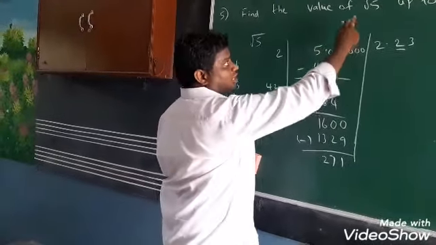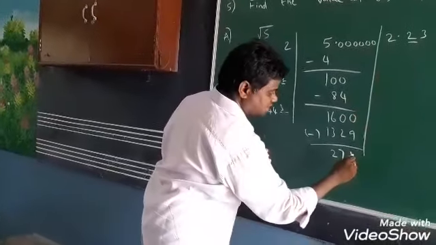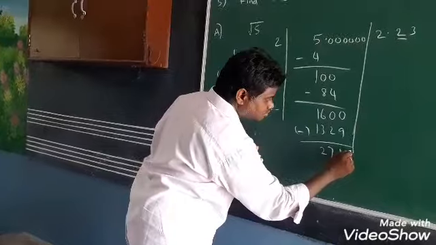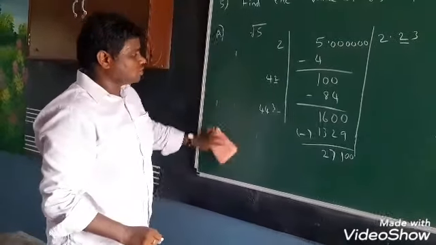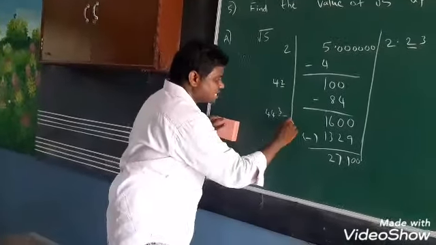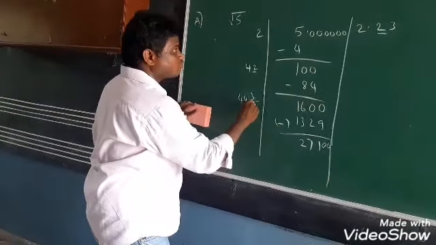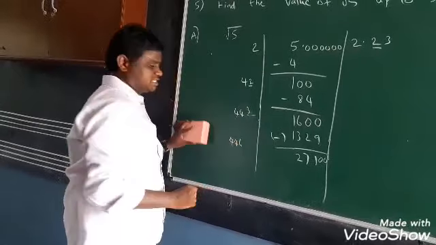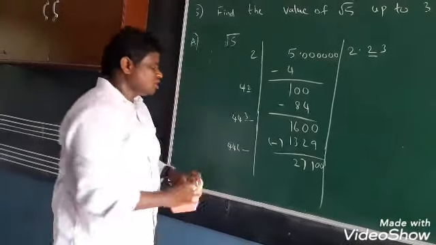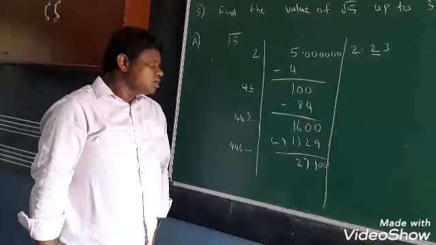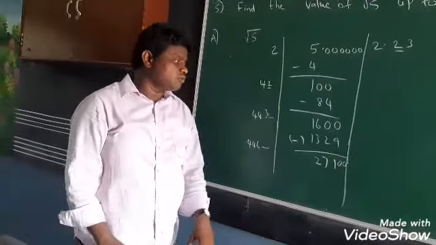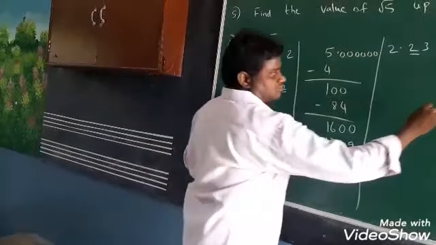Since it has 3 decimal places, you have to do another calculation. So you have to bring down another 2 zeros. Another 2 zeros means the next divisor will be 443 plus 3, that is 446. Now you have to keep a number here such that if you multiply it, you will get 27100. So check yourself.